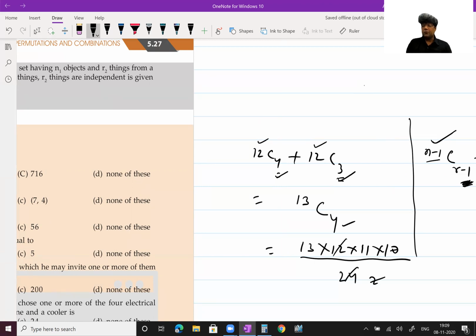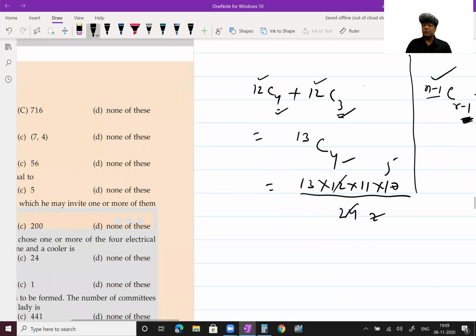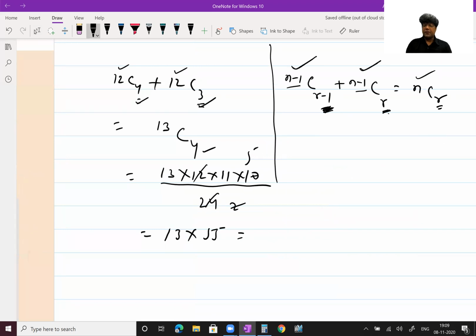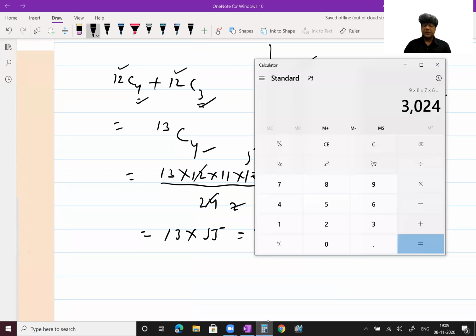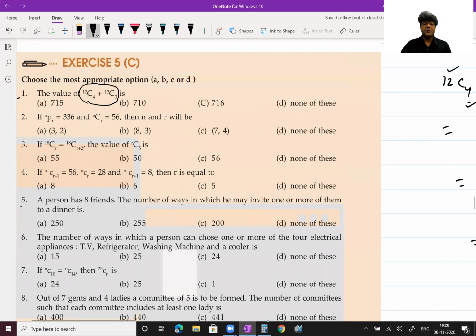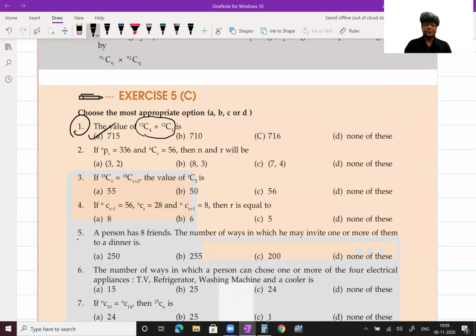12 2 ja 2 5 ja. So this is equal to 13 into 11 into 5, 55. 13 5 ja 55, 5 carry 6, 13 6, 5 ja 65 and 6 71. Wait, let me use calculator. 13 into 55 is equal to 715. Yeah, 715, first option, guys.